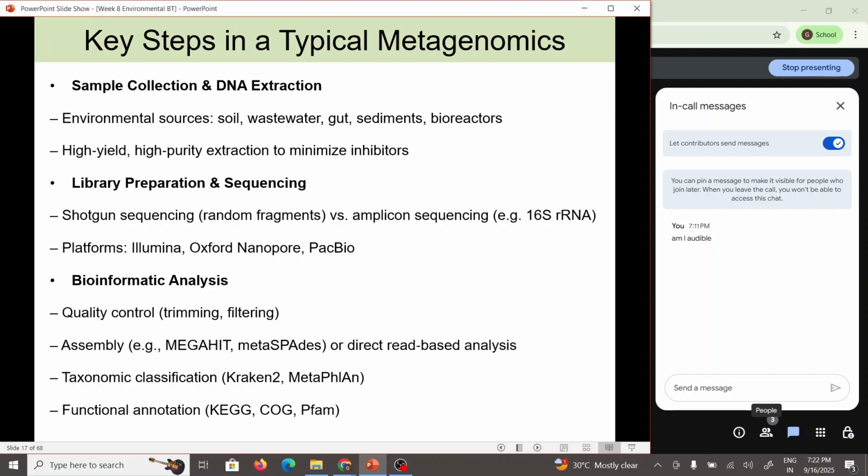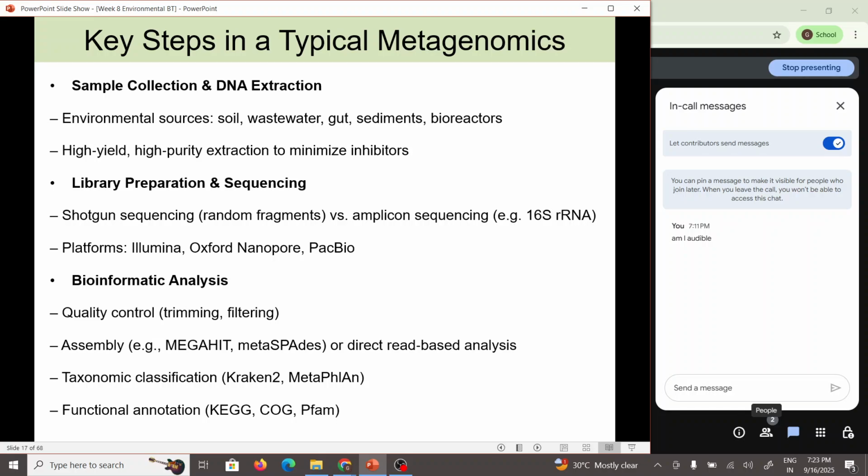So first of all, we go for trimming and filtering the sequences that we have identified, and then in the case of shotgun sequencing, we have fragmented the DNA into random fragments, so now we have to go for assembly. In the case of amplicon sequencing, we can go for direct read based analysis, and then we further go on to identify the taxonomic classification. So what are the taxonomic classifications that can be attributed to the microorganisms present in our environmental sample, that we can identify.